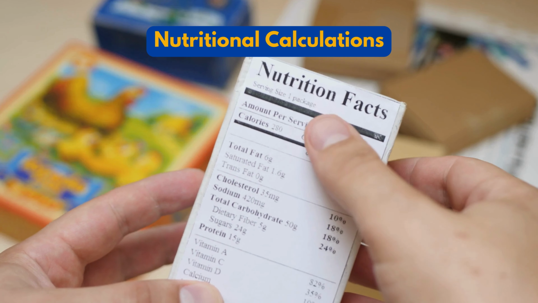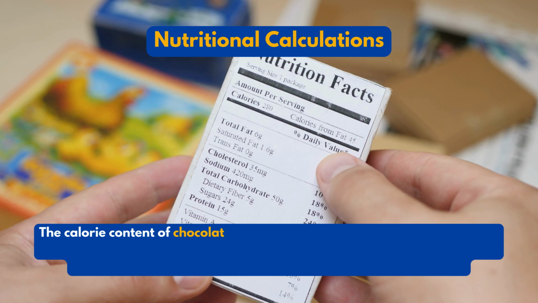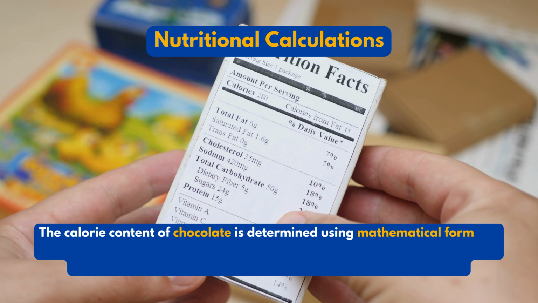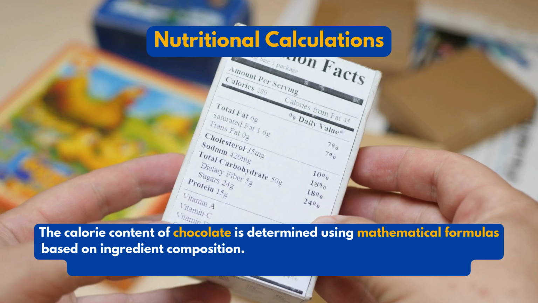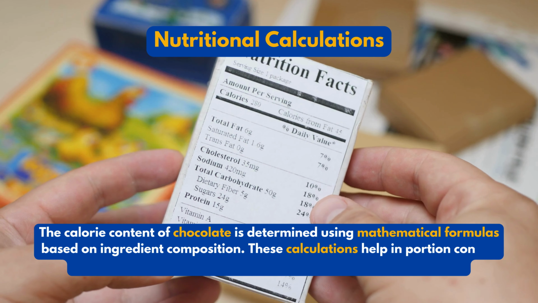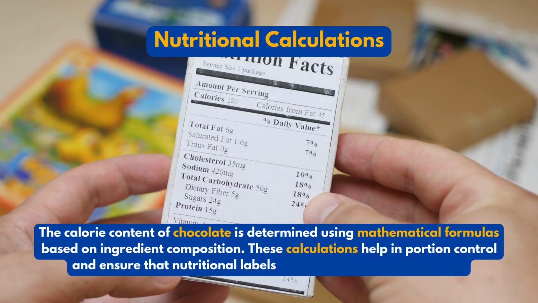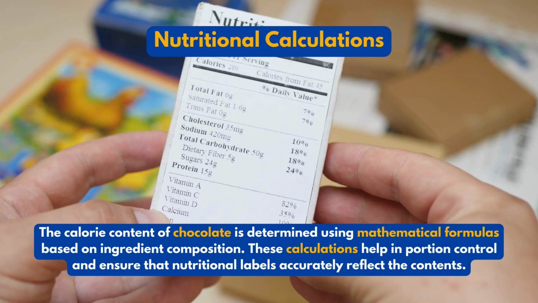Nutritional calculations. The calorie content of chocolate is determined using mathematical formulas based on ingredient composition. These calculations help in portion control and ensure that nutritional labels accurately reflect the contents.